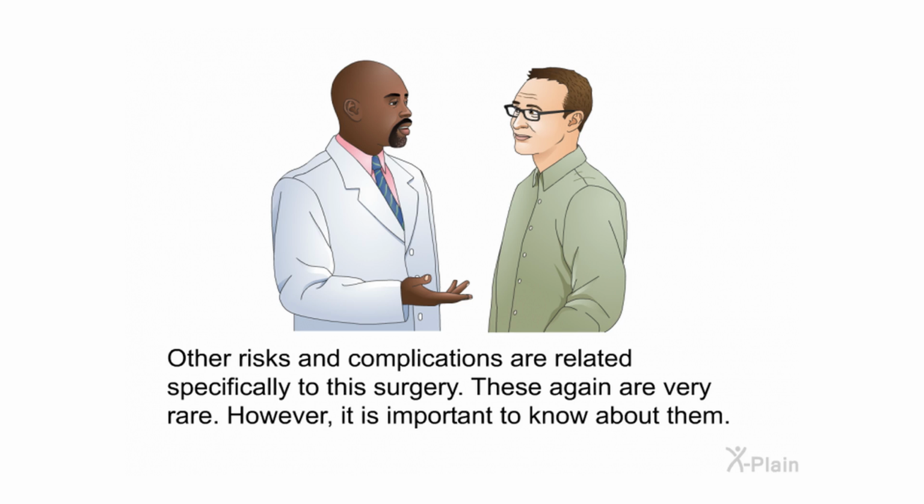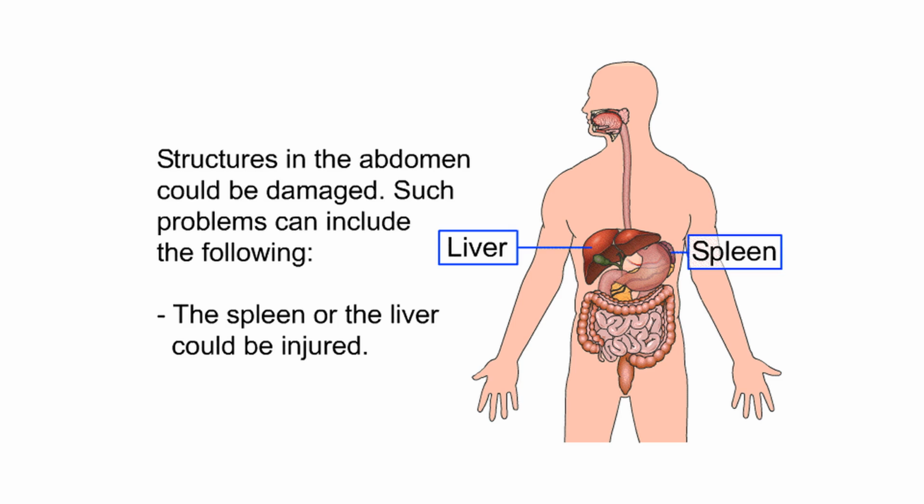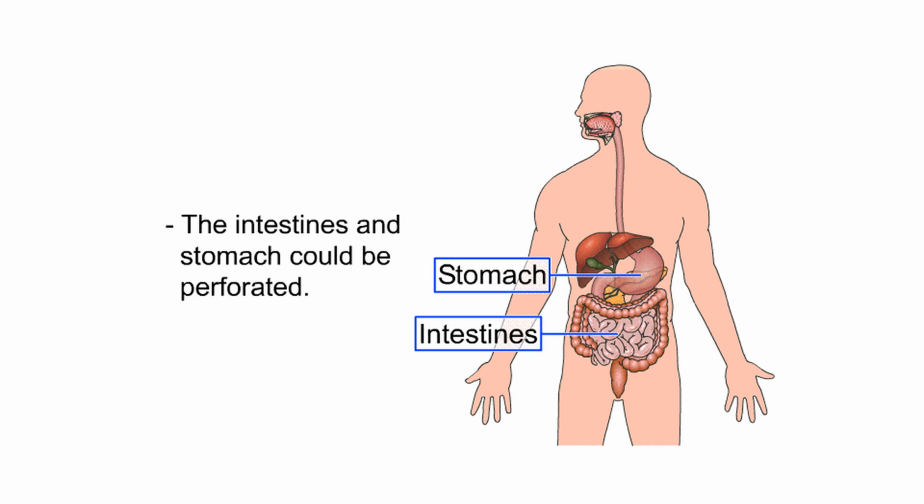Other risks and complications are related specifically to this surgery. These again are very rare. However, it is important to know about them. Structures in the abdomen could be damaged. Such problems can include the following. The spleen or the liver could be injured. The intestines and stomach could be perforated.